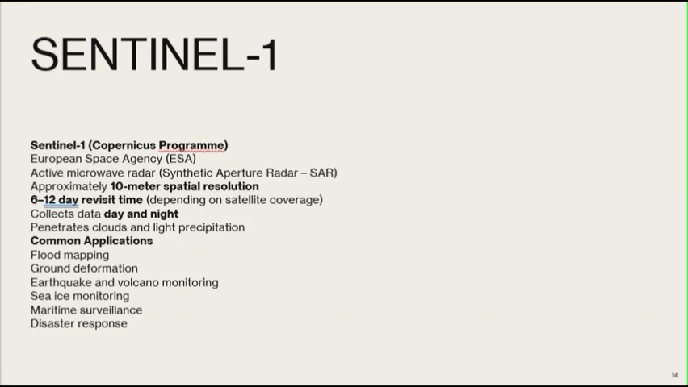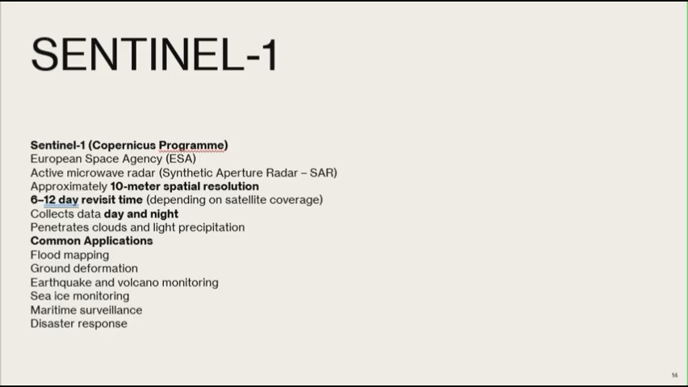The Sentinel-1 mission is also part of the European Space Agency's Copernicus program, but unlike Sentinel-2, it uses a completely different type of sensor. Instead of collecting reflected sunlight, it carries a synthetic aperture radar, or SAR, which is an active remote sensing system. Because Sentinel-1 generates its own microwave energy, it can collect imagery day or night and is able to image through cloud, smoke, and light rain. This makes it especially valuable for monitoring natural disasters and other situations where optical satellites may not be able to capture clear images because of those atmospheric conditions.